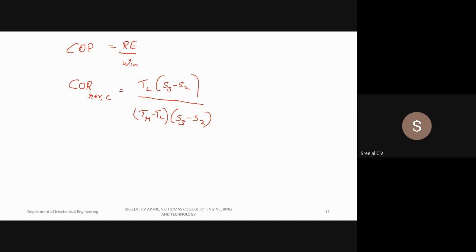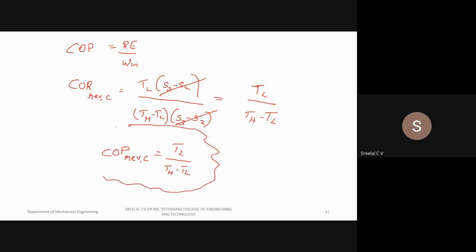Okay, so cancelling these two terms, we will be obtaining COP of reversed Carnot cycle as TL divided by TH minus TL. Understood? Understood? Yes, sir.